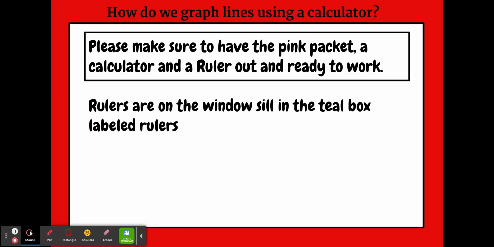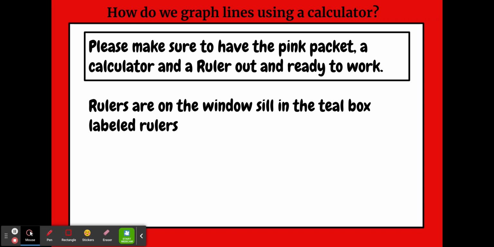Hey guys, so today I'm going to teach you how to graph lines using a calculator. We are going to be working in the pink packet. On the front has instructions. The other two pages, one has an ELF grid and the other one has a 4x3 box in it. So just make sure you have a ruler, a calculator, and a pencil, preferably, because you might make a mistake. Ready to go?